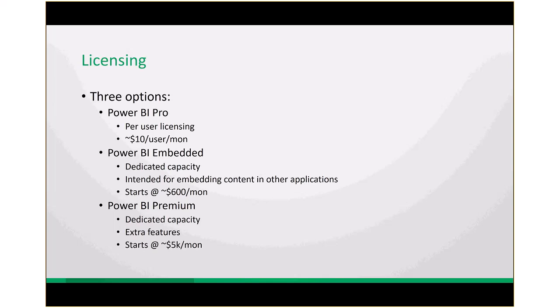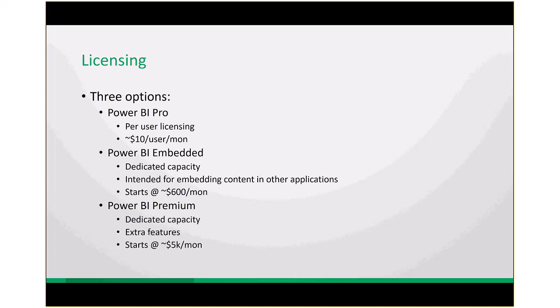Unless you go with one of these other models we'll talk about in a moment, but that's the basic. And that makes sense for a lot of small organizations. The Premium capacity, from a cost standpoint, probably only really makes sense when you get into the 200, 300, 400 user range before it's even really worth considering. There are a few other features that could impact that as well, but that's the basic option, the Pro license.